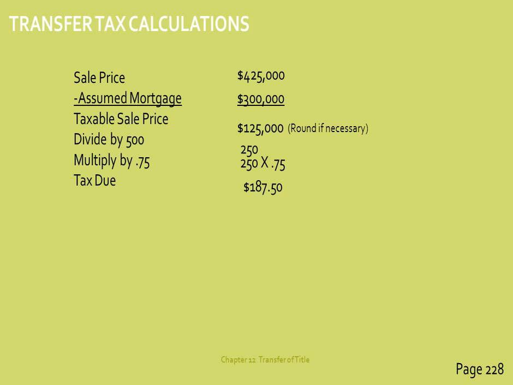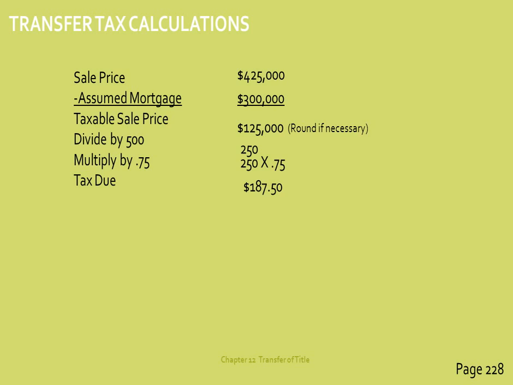So if you see an assumed mortgage in your math problem, you can subtract that from the sale price. So in this case, the seller only has to pay on $125,000 after we subtract. And we have this business of rounding if necessary. If after you subtract your assumed mortgage, you have an even number like $125,000, you can keep it. If it were an increment of 1,000, like let's say we subtracted and we had $125,200, we would round to $125,500. So we round up to the nearest 500.